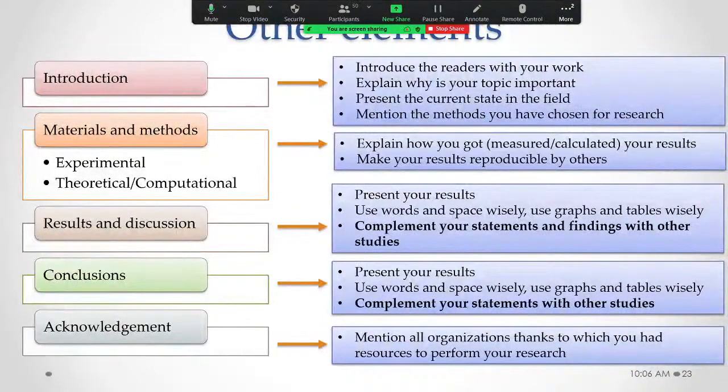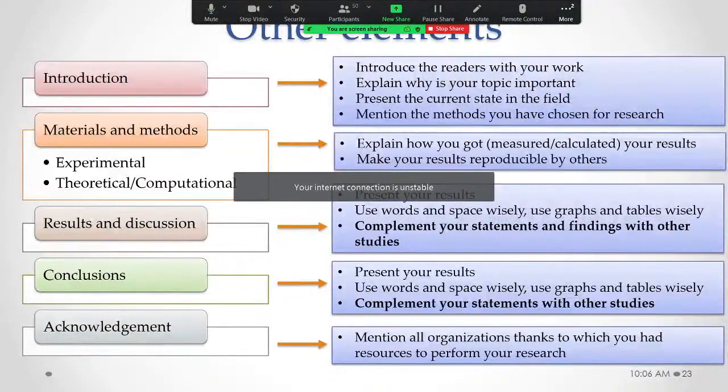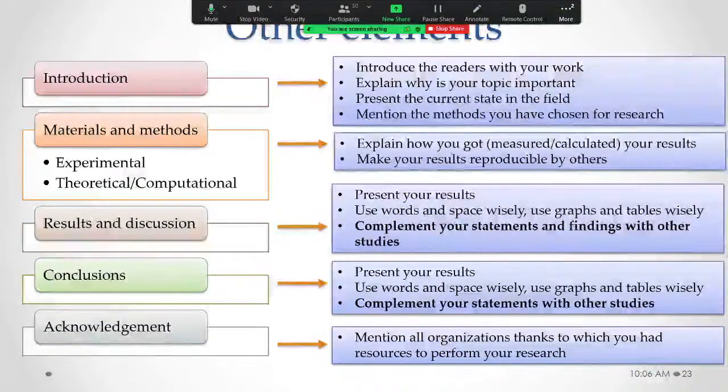And here is one more important part of your manuscript, and that is acknowledgement. Young researchers and students usually forget to write anything in the acknowledgement section, but it is very important to have this section, because in it you mention all organizations or people thanks to which you had resources to perform your research. So what can be mentioned in acknowledgement? You can mention the project, the grant which you are using, thanks to which you have purchased the equipment. You can mention if some colleague particularly helped you to prepare that manuscript. Feel free to mention that colleague.